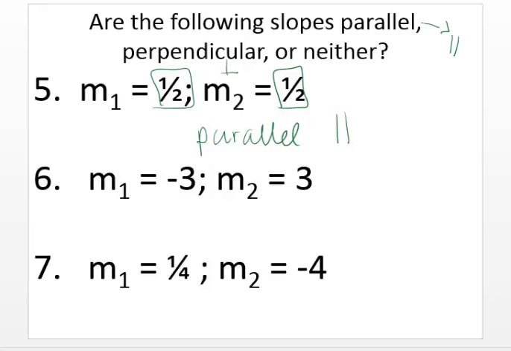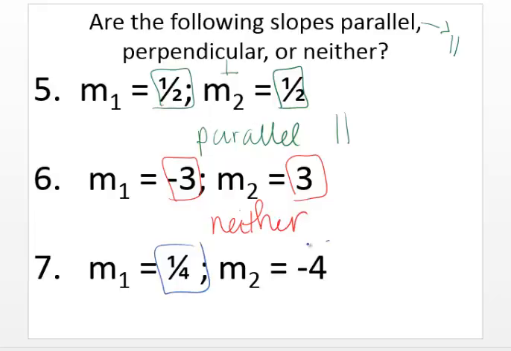In the next example, I see I have a -3 and a +3. These are not the same. They're not both 3's, they're not both -3's, they're not negative reciprocals of each other. So this one is neither. They are neither parallel nor perpendicular. The last example I have here is 1/4 and, excuse me, 1/4 and -4. If I look at the fraction of this, those are reciprocals of each other and they have different signs. So these are perpendicular, or you can say the upside down T for perpendicular.